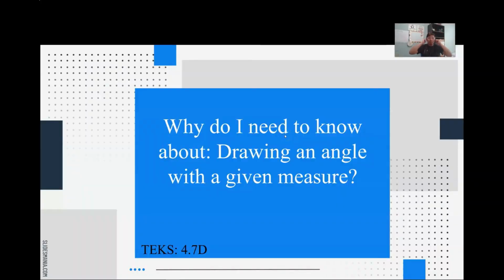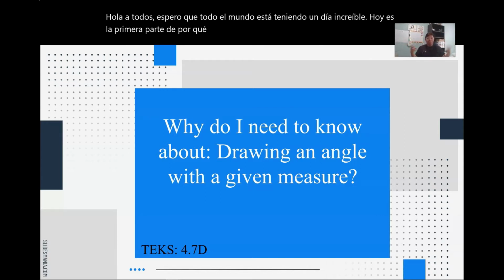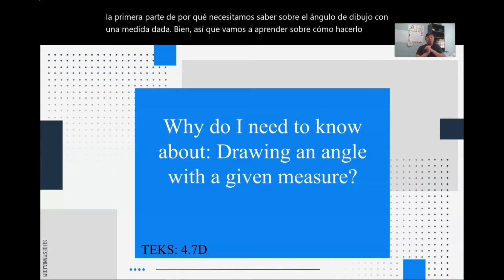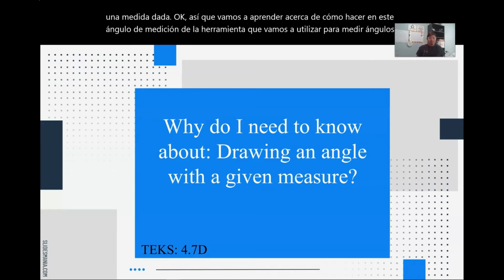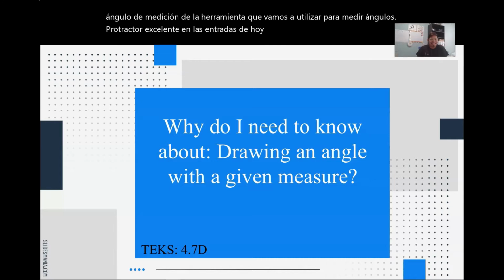Hello everyone, I hope everybody's having an amazing day today. Today is part 1 of why do I need to know about drawing an angle with a given measure, okay? So we're going to be learning about how to do all this angle stuff, measuring, using which tool we're going to be using to measure angles? Protractor, excellent. And today's text is 4.7D, okay? So let's get started.